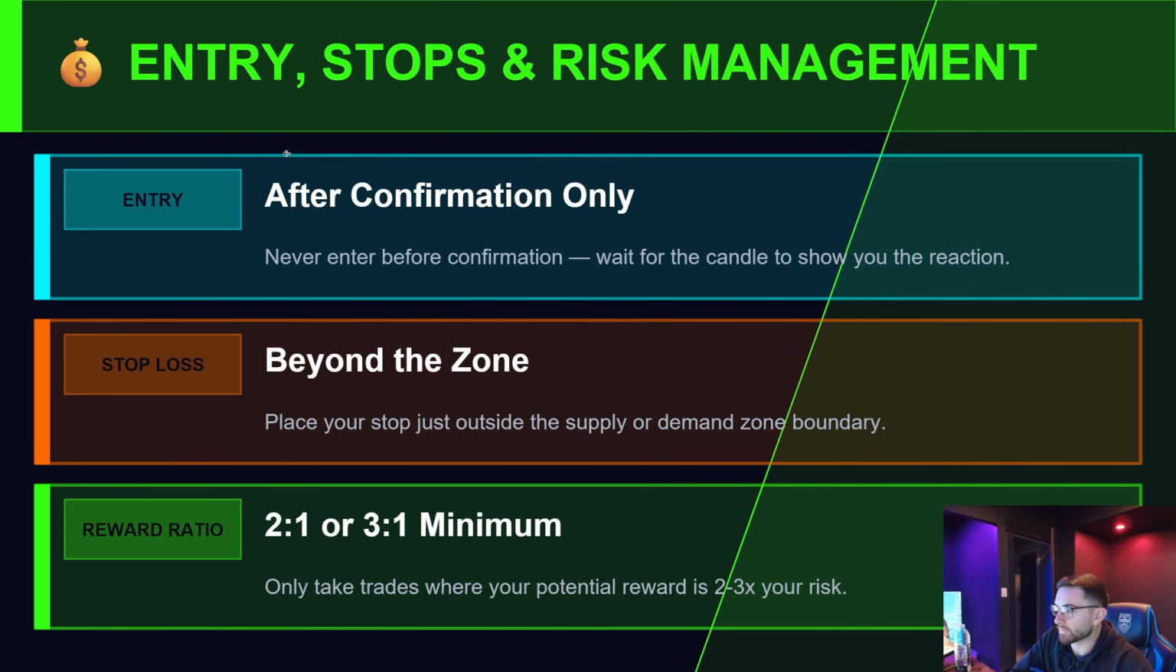Now, as far as risk management, this is the part that most traders ignore. Risk management is actually what keeps you profitable. I don't try to be right on every trade. I just make sure my losers stay small and my winners are bigger. Typically, I aim for at least a 2-to-1 or 3-to-1 risk to reward.